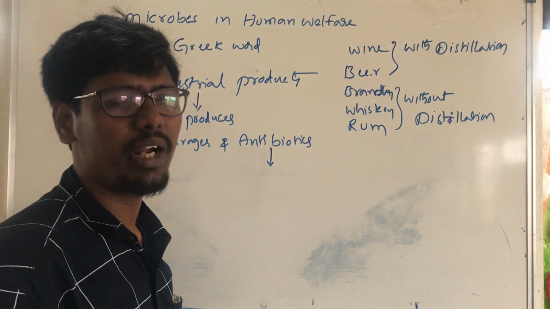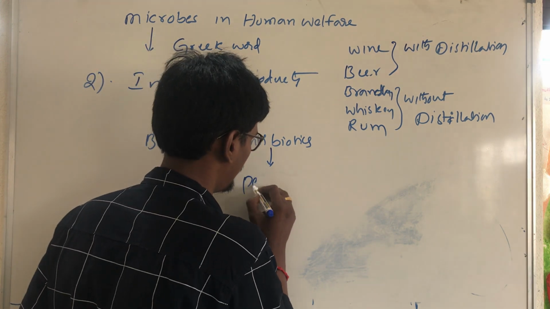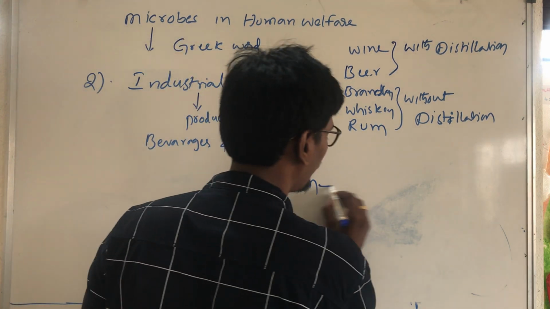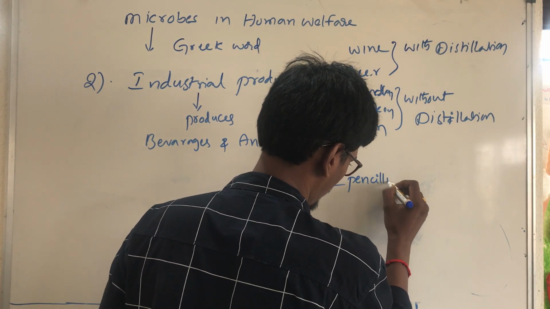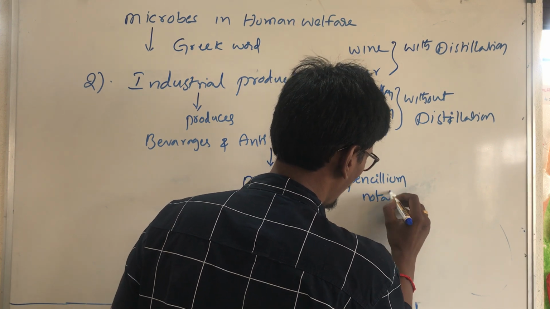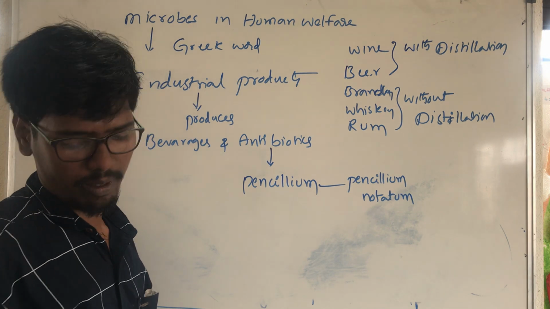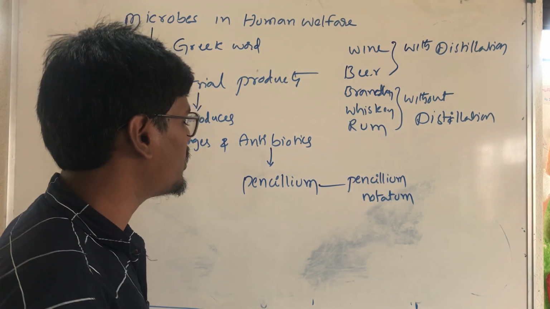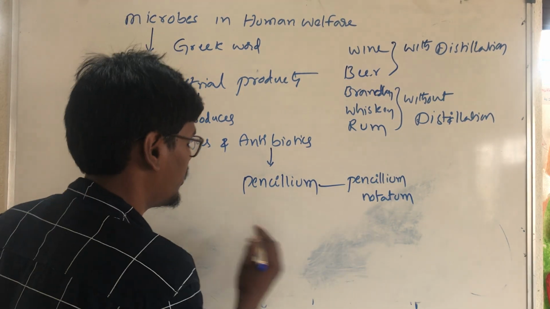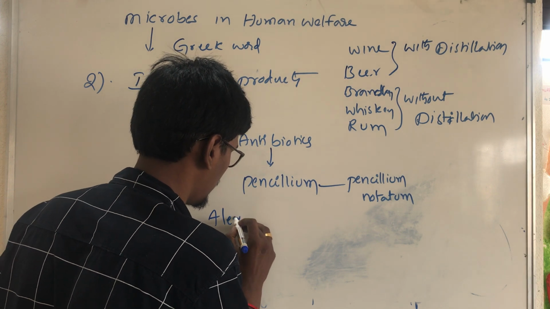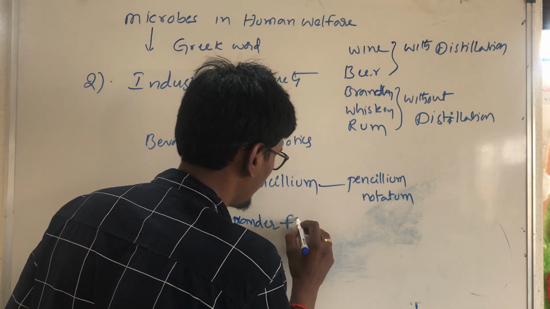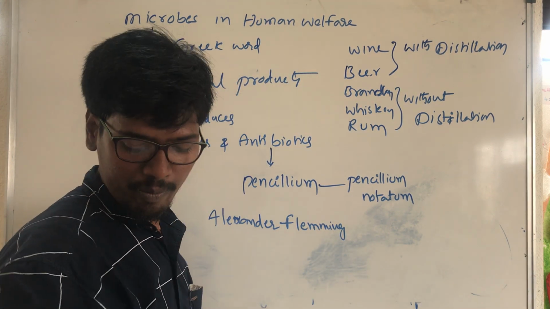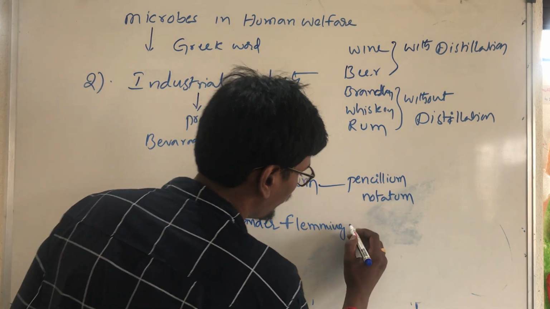The first antibiotic is called penicillin. It is coming from Penicillium notatum. So who discovered it? Alexander Fleming, in 1928.